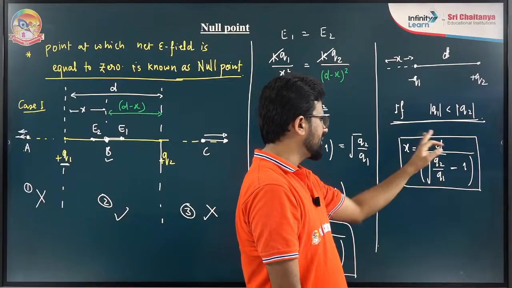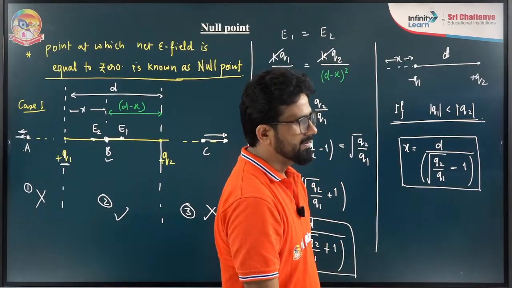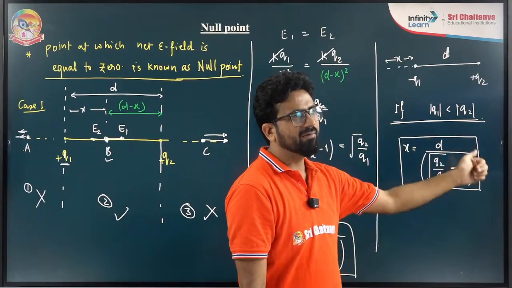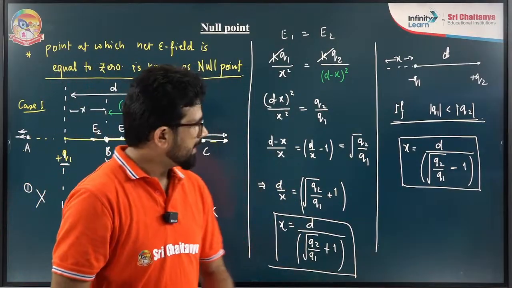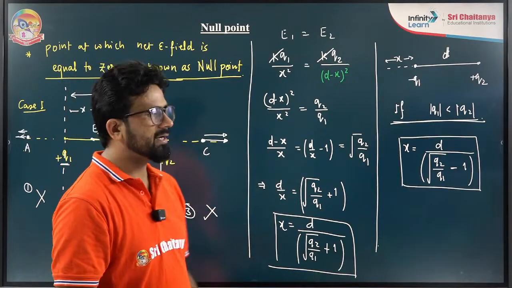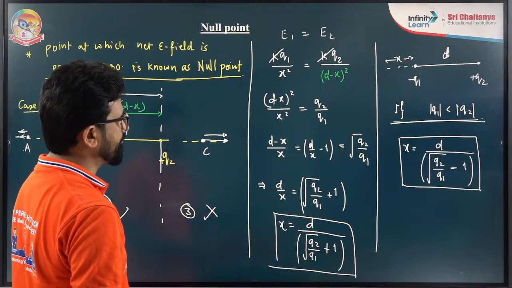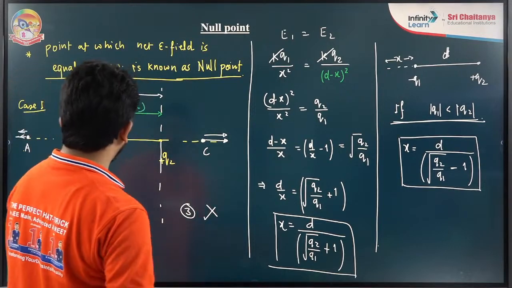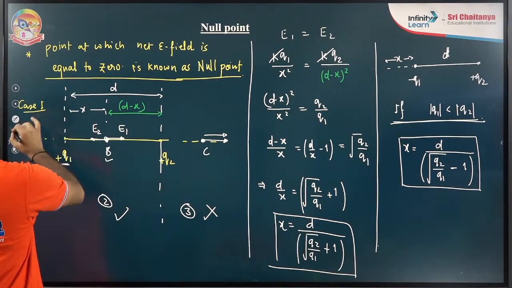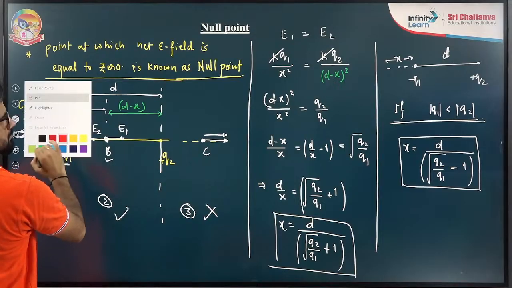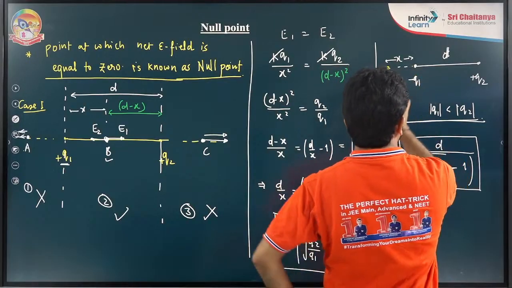So the question is very simple: how to calculate the position of the null point. This is a question I gave you as homework. I think everyone has tried and got this answer. If you are not getting it, please see, I am discussing it again. At this point, I am taking it, this is the null point, beta.